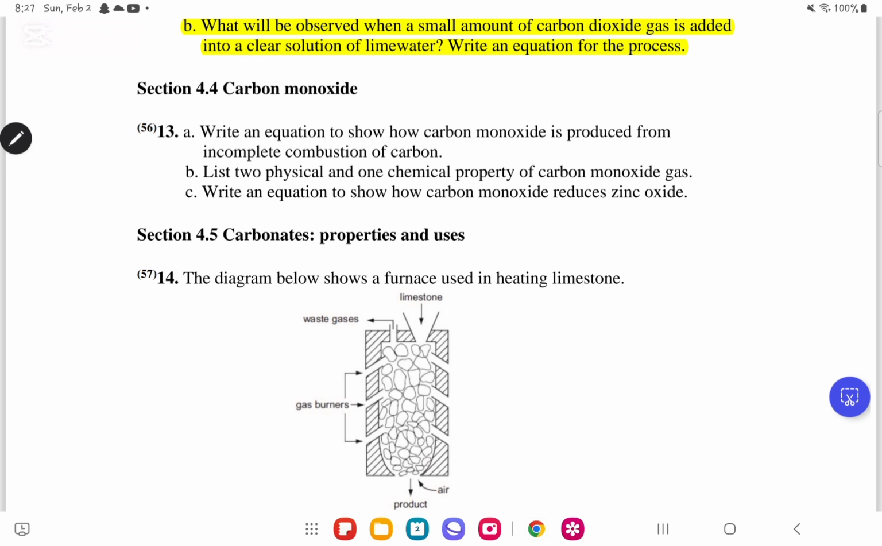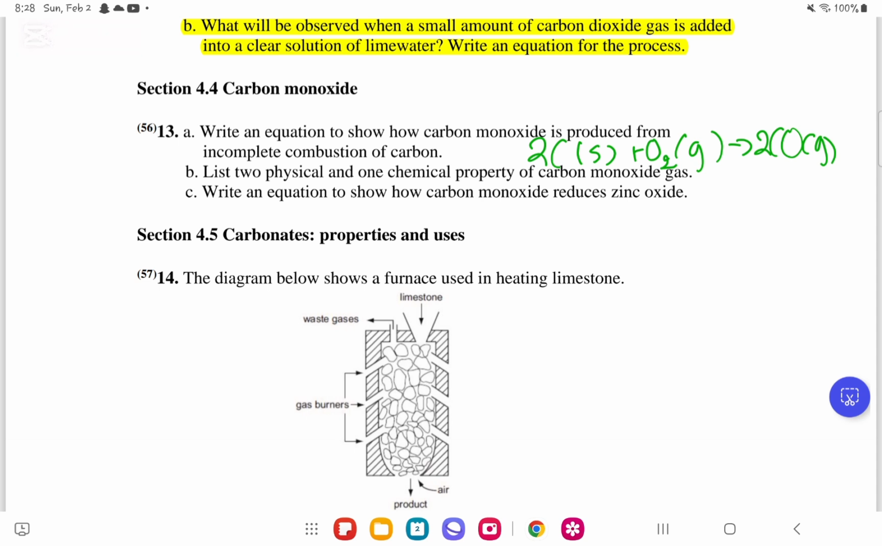Write an equation to show how carbon monoxide is produced from incomplete combustion of carbon. Very simply, just write this equation, which is 2C solid plus O2 gas will give us 2CO gas. Okay, now give 2 physical and 1 chemical property of carbon monoxide gas. It's very simply a reducing gas which is colorless and odorless.